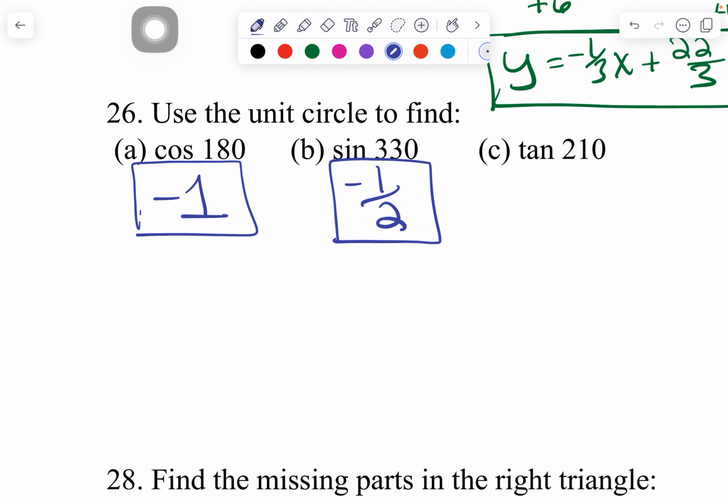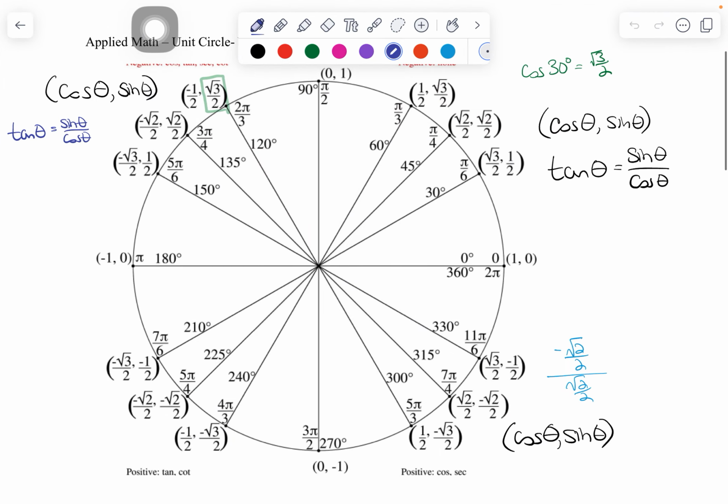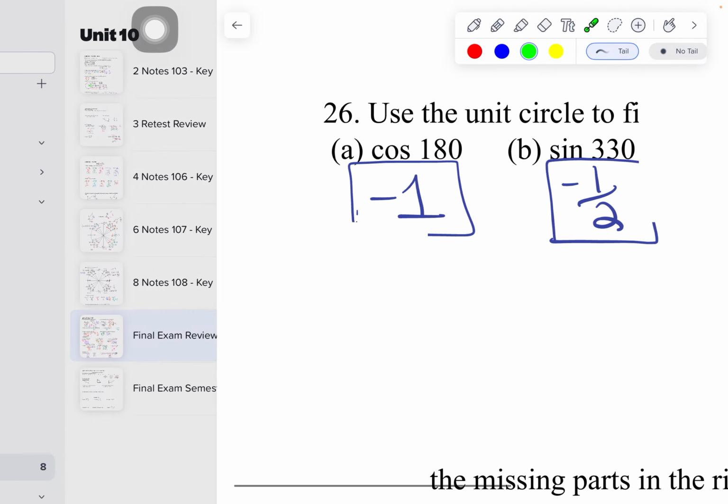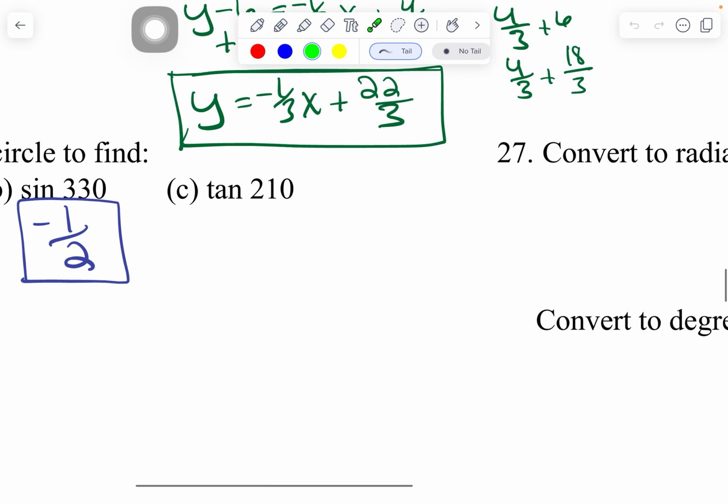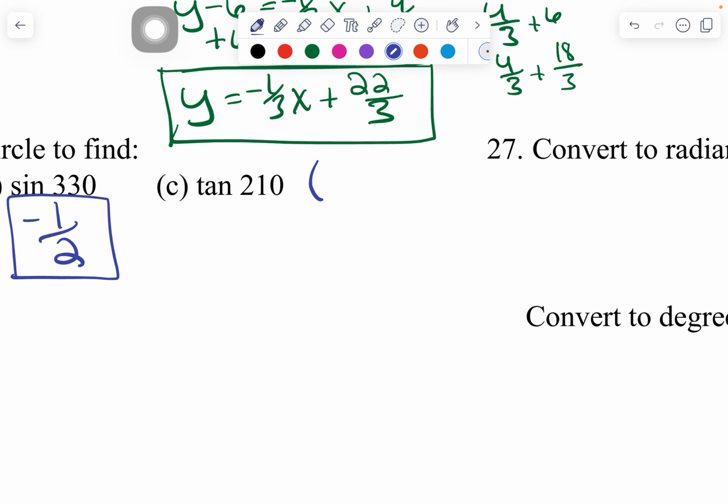Tangent of 210. So let me go grab that information from our unit circle. 210 degrees is right here. So -√3/2 and then -1/2. Okay, so let me write that down. The ordered pair was -√3/2, comma -1/2. Now, tangent, by definition, one of its many definitions, is sine divided by cosine. So we're going to create a fraction here, -1/2 over -√3/2.